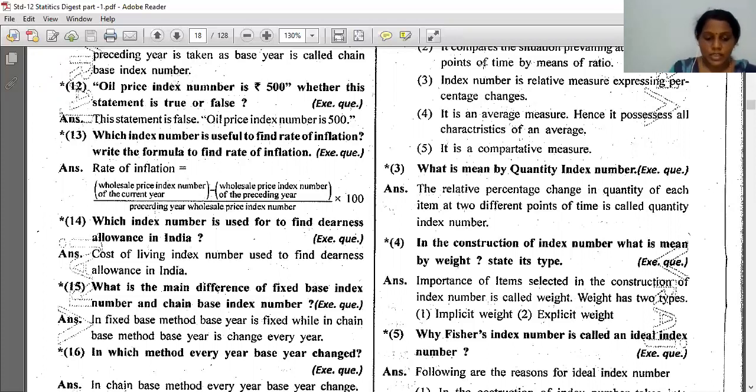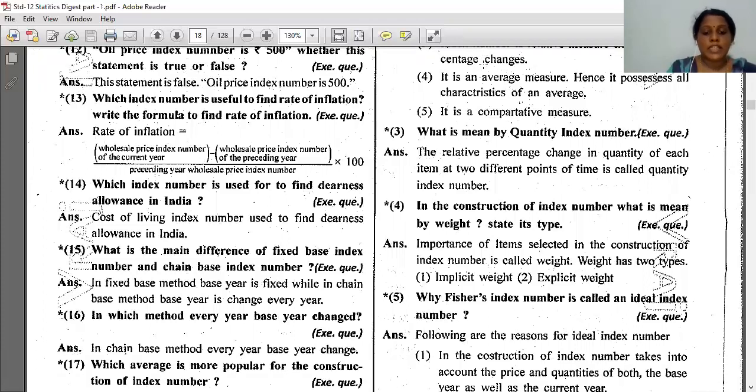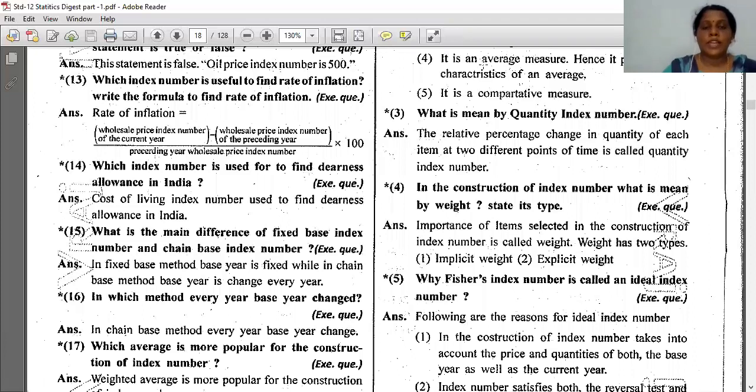In which method does the base year change every year? We all know in which method the base year is changing. In the chain base method, because in the fixed base method the base year remains constant, it will never change.